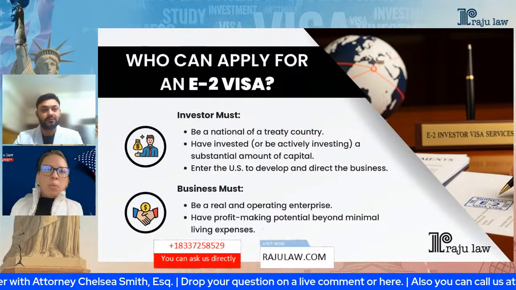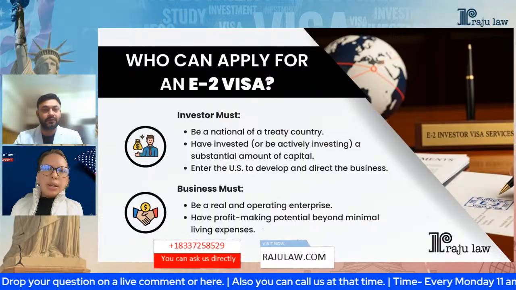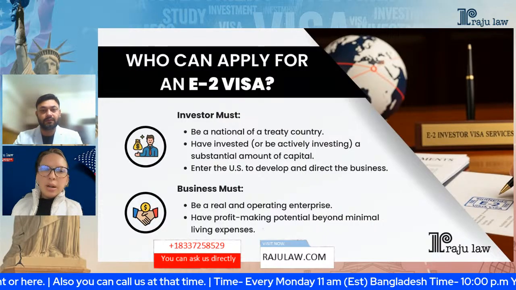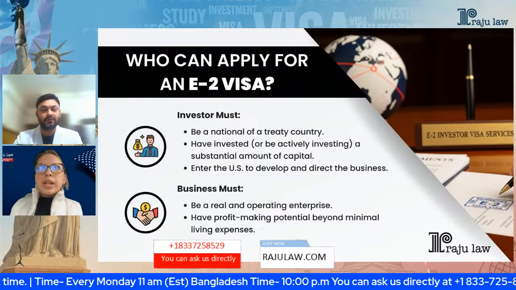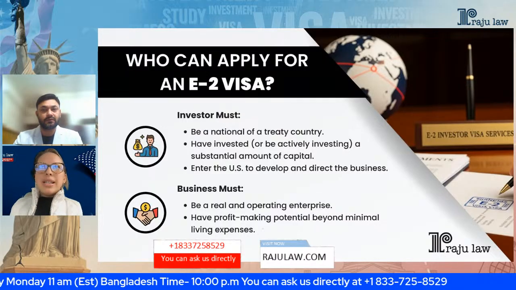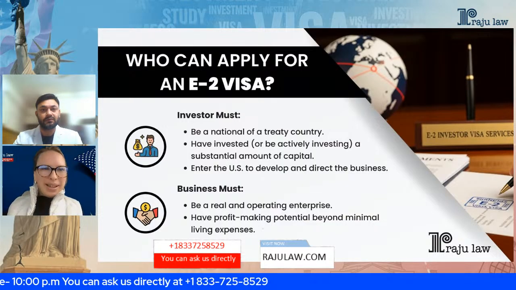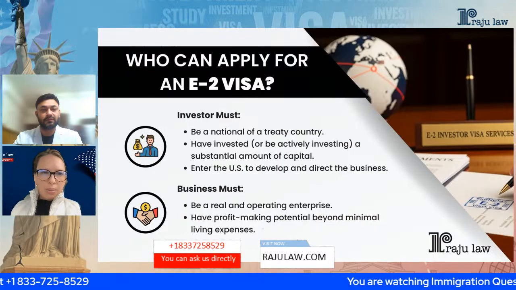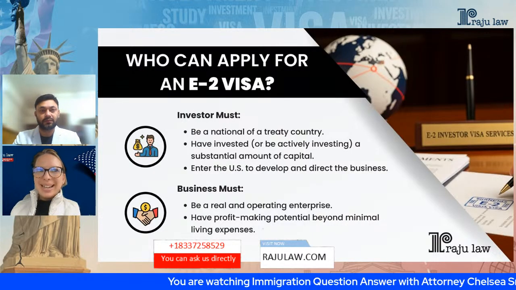So what kind of details matter about your business? We want to see that your business is real and operating as an enterprise. We don't want to see a business that looks like a business because it has a license or some kind of incorporation, but it doesn't have actual business activity going on. So that's what it means by operating. We want to see actual business activity related to the type of business that it is.